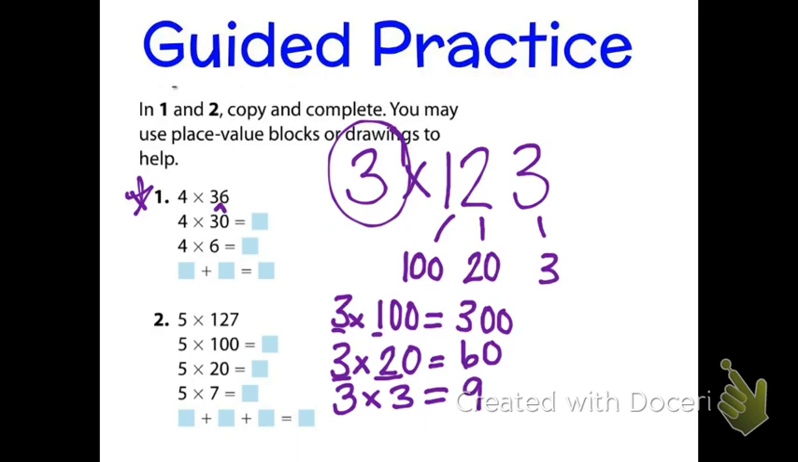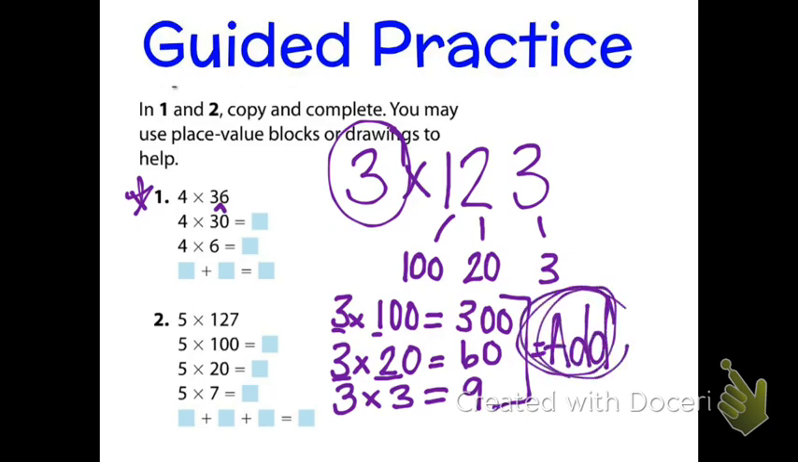Again, cannot forget that these are called partial products. My partial products always need to be added. So adding our partial products, 300 plus 60 plus 9, well, I can remember that when I'm doing an expanded algorithm problem or expanded form, I have 3 separate place values. Well, I see that again here. So my final answer when I add those together gave me 369. Use this as your example when you're solving number 1 and number 2 in your notes.